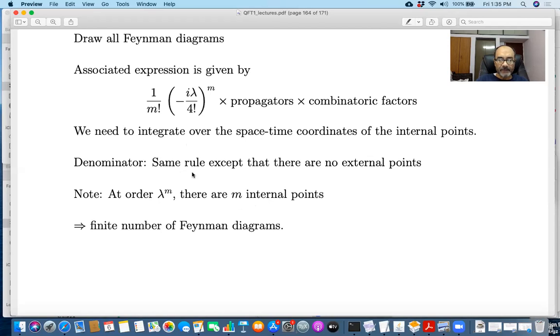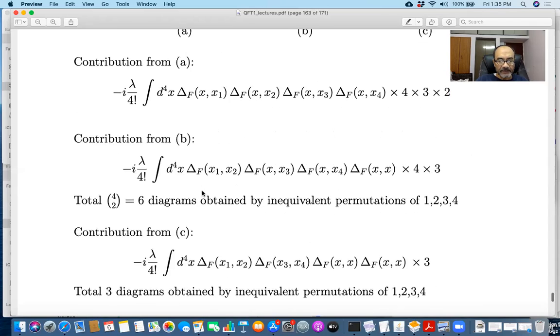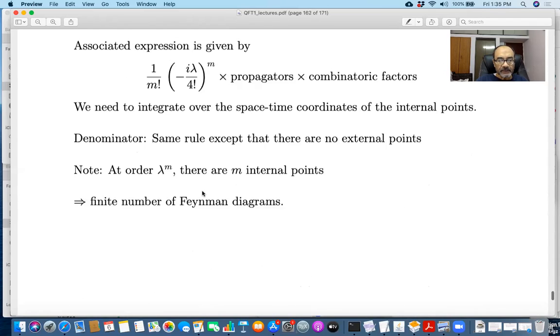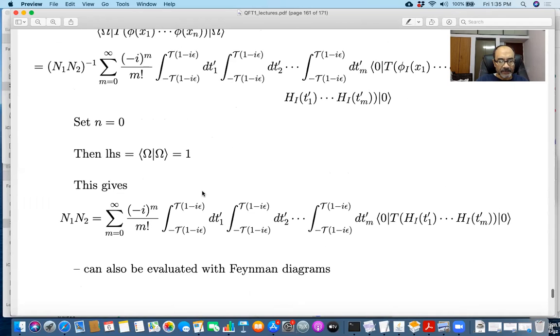Denominator, let me remind you, starts with 1. Maybe I can go back a little to the denominator factor. Yeah, so this was the denominator factor. So the first term here is just 1. The m equal to 0 term, because none of these integrals are there. These are all just 1. So the inner product of 0 with 0 is 1. So the denominator starts with 1, then order lambda squared, order lambda cubed, and so on.